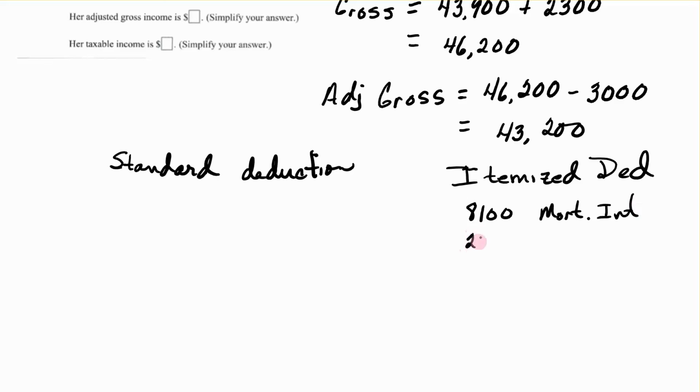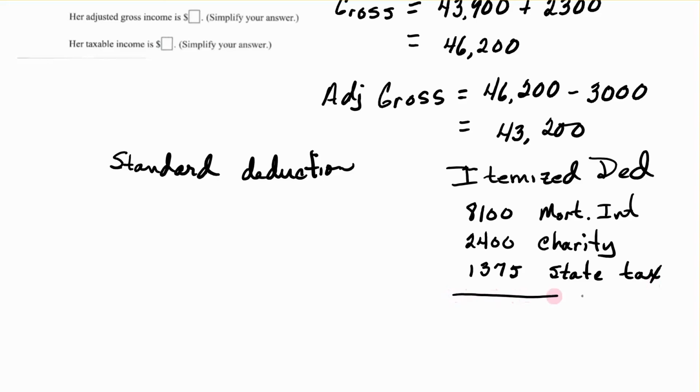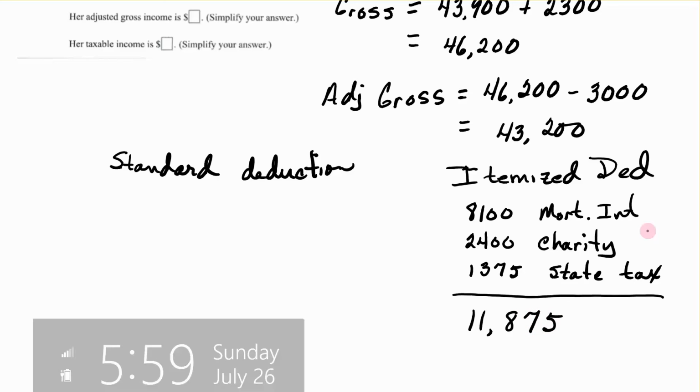She gave $2,400 in charity. You get to deduct that. And she had $1,375 in state tax. Okay, that means that her itemized deduction would be a total of $11,875. Those are all deductions.